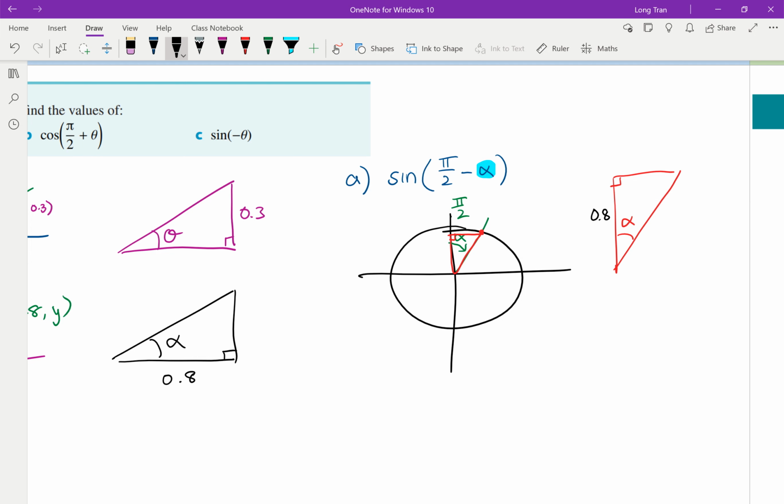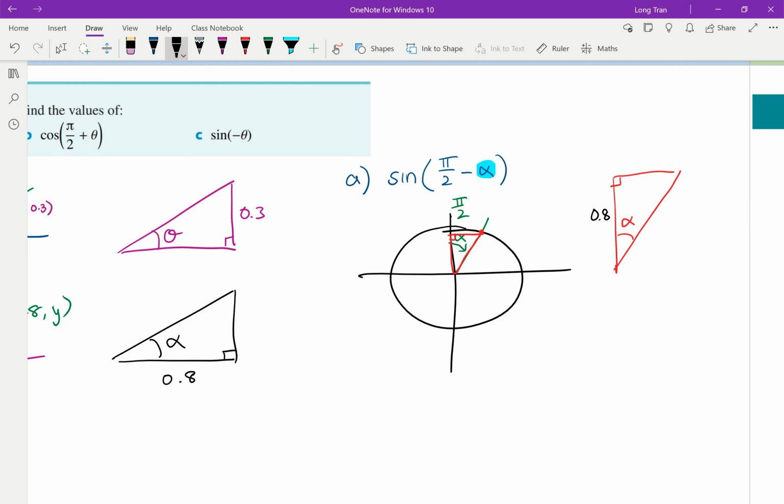At this point, what is the y value? Y value is the height, which happens to be the adjacent side. That's my adjacent side. I happen to have 0.8. So the answer, sine of this, which is find the length of this, the y value is clearly positive, and it's positive 0.8. So this is how I like to teach it.